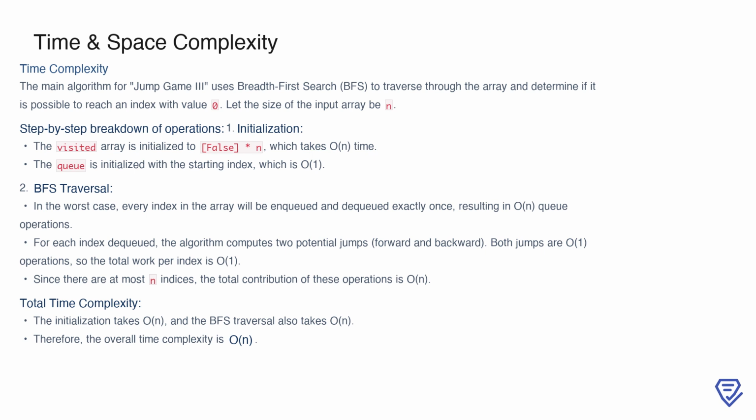Now, when we move into the BFS traversal, we process each index in the array. In the worst case, every index will be added to the queue and later dequeued exactly once. This results in a total of O(n) queue operations. For each index dequeued, the algorithm calculates two potential jumps, one forward and one backward. These calculations are constant time operations, O(1), so the total amount of work per index is also O(1). Since there are at most n indices, the BFS traversal contributes O(n) to the overall time complexity. When we combine this with the initialization cost, the total time complexity of the algorithm is O(n).